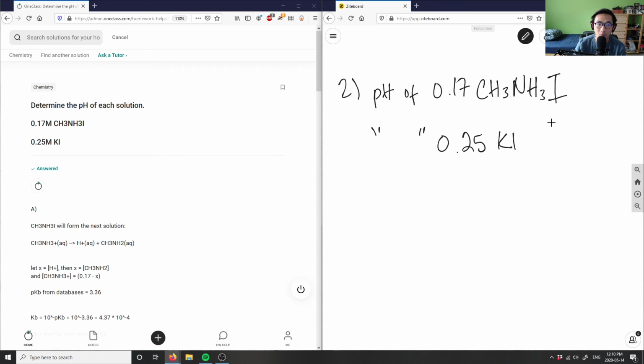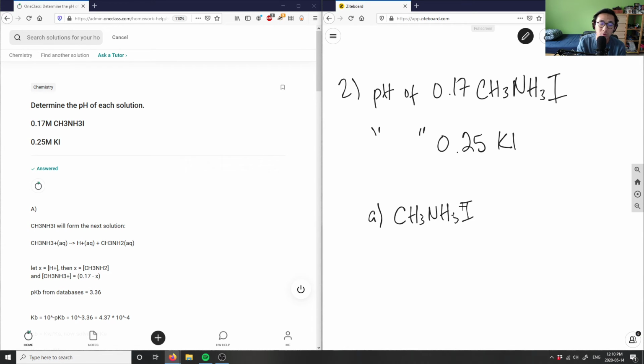Okay. So this is a 2-part question, and I'm going to do the first part here. I guess this is part A, you can say. And this part is asking us the pH of 0.17 CH3NH3I. So if we want to find the pH of this, I would have to actually break this first down, right?